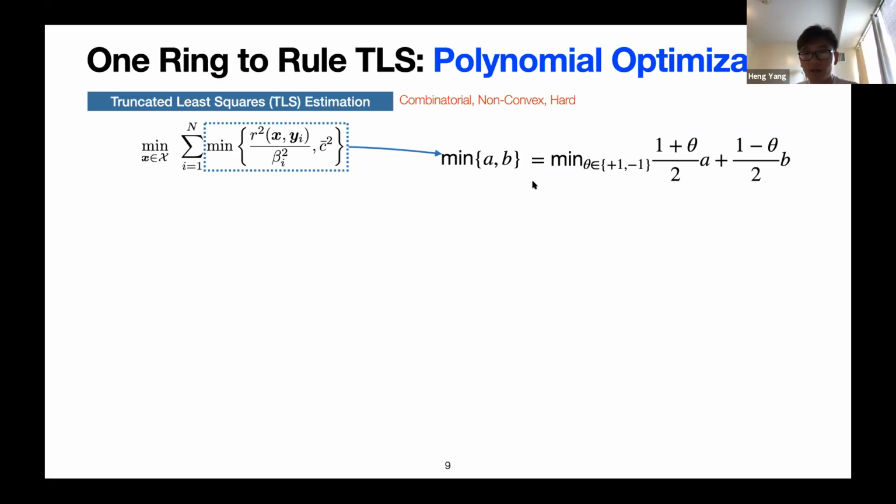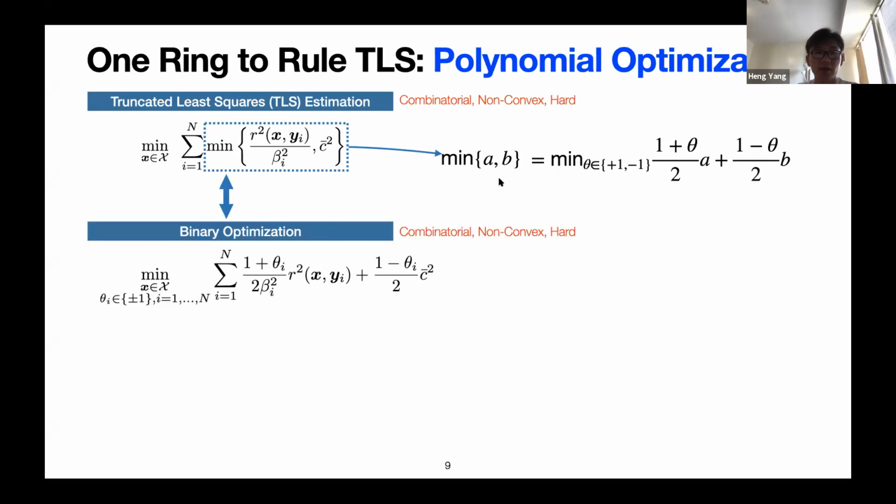One realizes that this simple minimization of two scalars can be written as a minimization over a binary variable theta. If you check this right-hand side, when a is smaller than b, this minimization will choose theta to be equal to +1, and then this objective function will recover a. On the other hand, if a is larger than b, then the minimization will choose b by setting theta to be -1. By using this trick, we're going to rewrite this inner minimization as now a function of x and y, as well as the thetas that we have introduced. Note that we have introduced one theta for each measurement y_i. So now the optimization becomes a binary optimization, which we know is still combinatorial, non-convex, and hard.